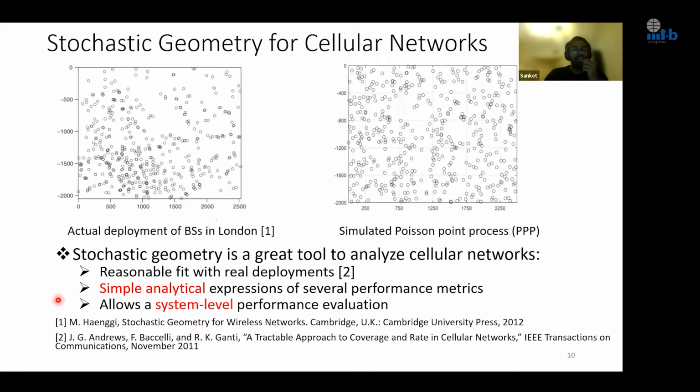It also leads to some simple analytical expressions for several performance metrics, such as the throughput, outage probability, and so on. And most importantly, it allows system level performance evaluation. So you have different aspects of the system which can be taken into account. I will show later in the talk how the system level analysis can be done using this.